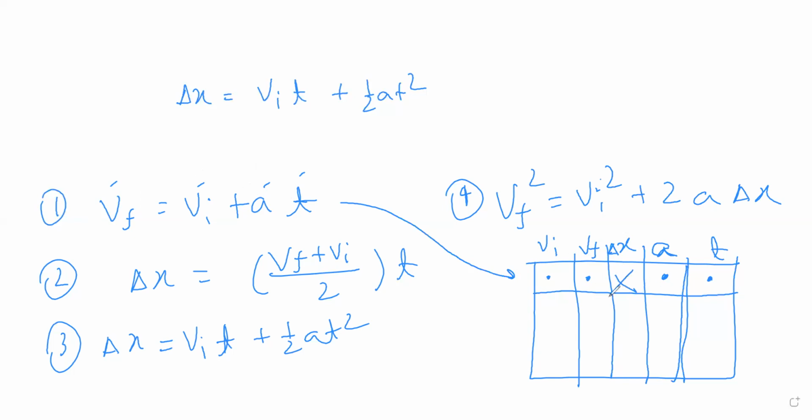But if del x is present, meaning we have some value for del x, and we have some value for v initial and v final, and we need to calculate the time, which formula should we use? We should use the second formula. Why? Because in the second formula, the terms are v initial, v final, del x, and t.